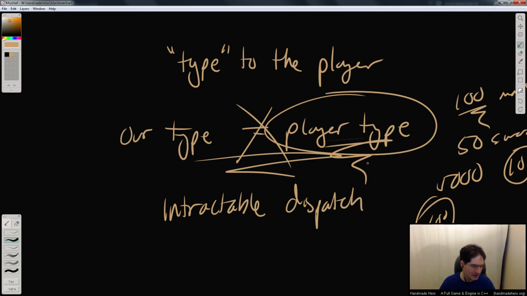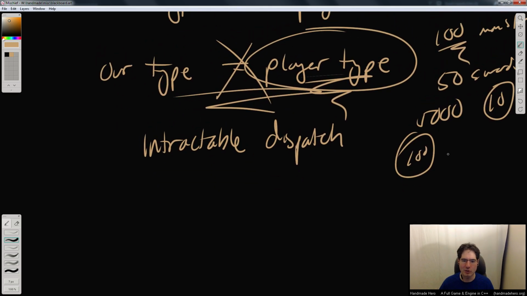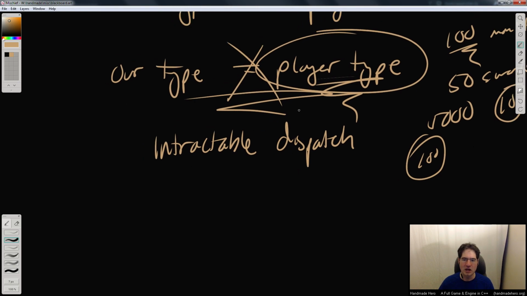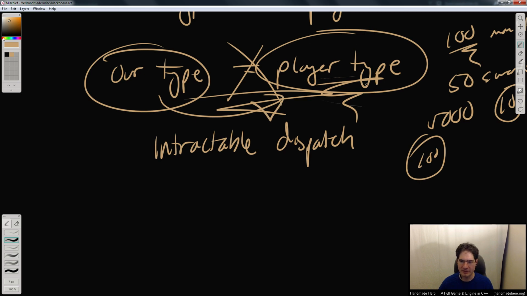Does that make sense? And so that basically allows you to have a lower number because your types compose to build the player types, right?